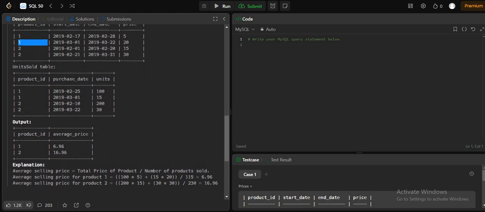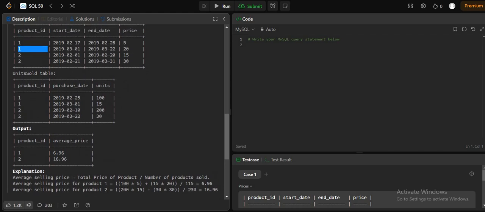So how did they calculate the average selling price for product 1? They multiplied 100 by 5, that is the number of units sold into the price per unit, to get the total price, plus 15 into 20 because the price changed after 1st March. And then divided by 115, that is the number of products sold. So product ID 1 had a total sale of 115 units; after calculating the total price, it was divided by the total products sold, and we got our desired output.